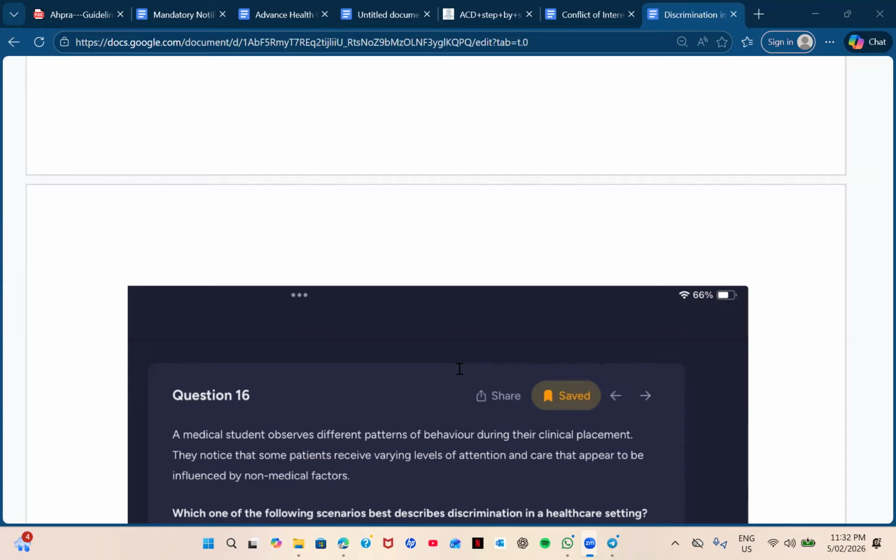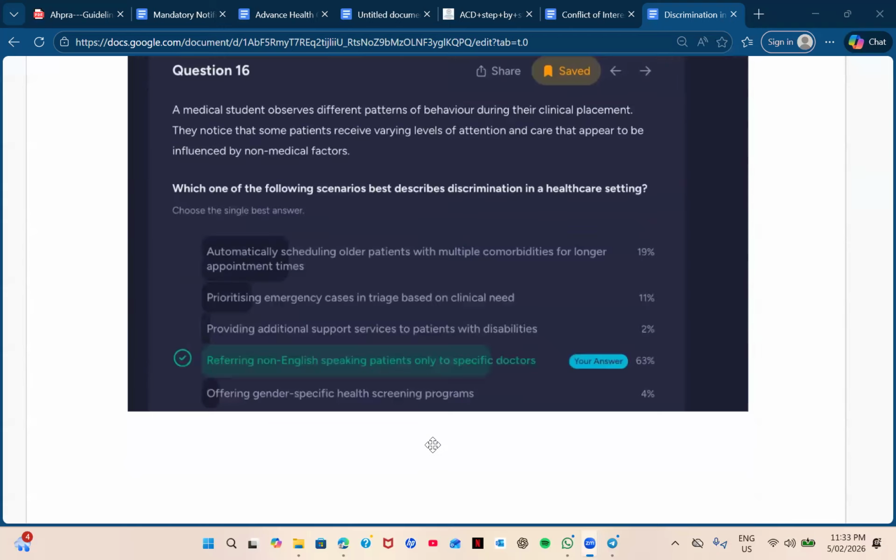Okay, first one, prioritize emergency cases. Then second one, providing additional support services to patients with disabilities. Then third one, offer gender-specific screening. The fourth one, refer non-English speaking patients only to a specific doctor. So what do you think? Okay, let's check why.